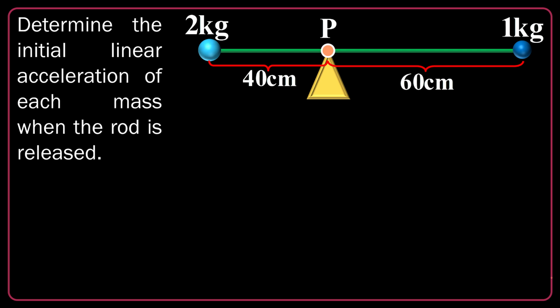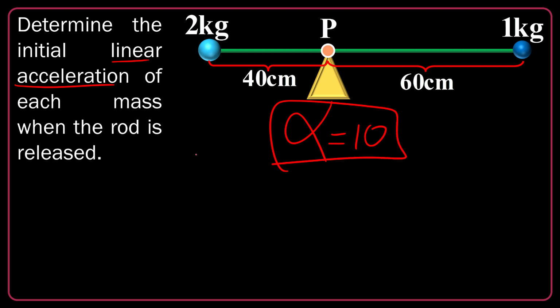Determine the initial linear acceleration of each mass when the rod is released. Guys, this is linear acceleration we are looking for. Let's say alpha is 10. Alpha is 10. This is just a number. We will find it, okay? This object will have an angular acceleration of alpha 10. This object also the same, you know.